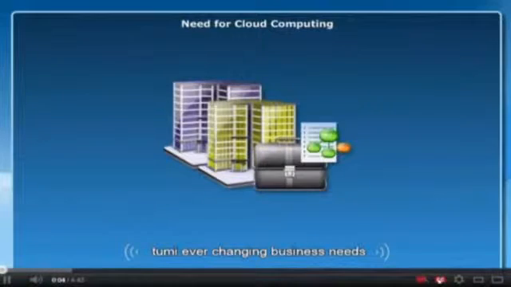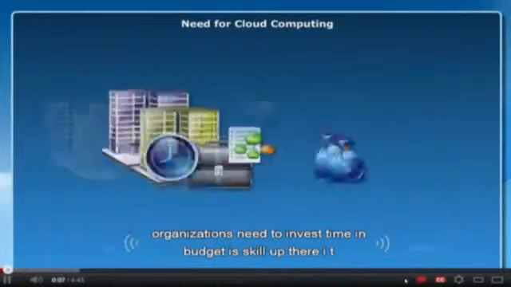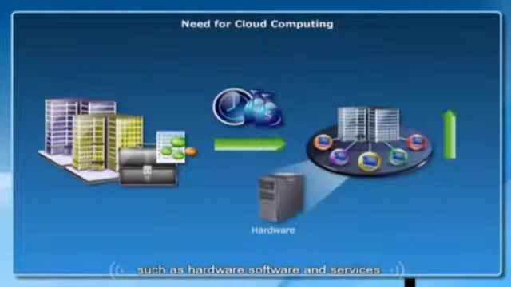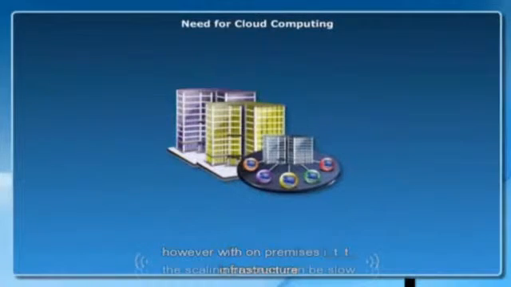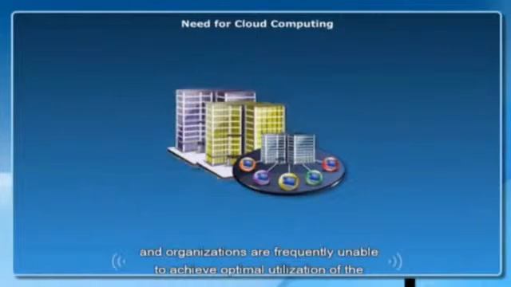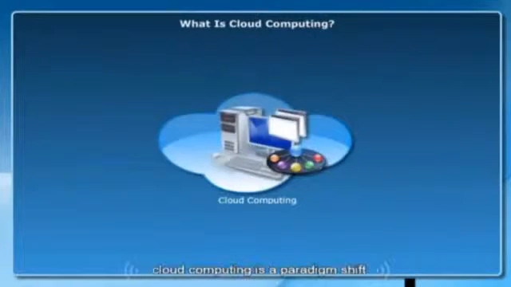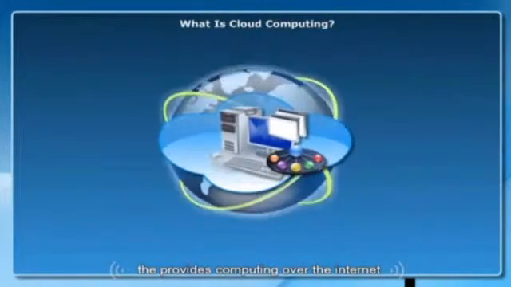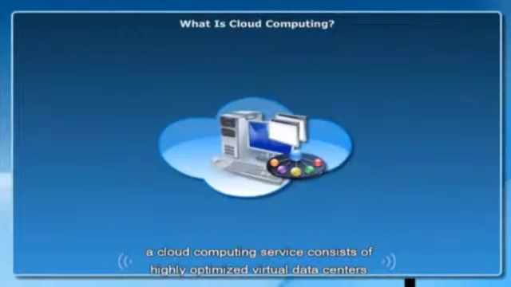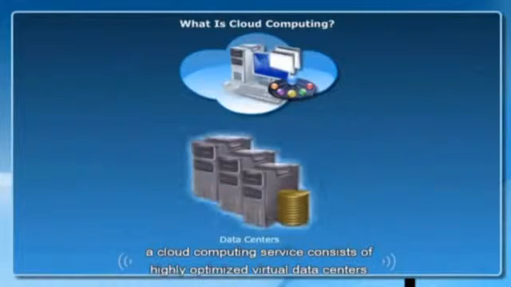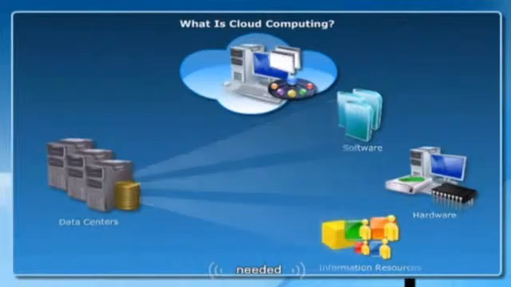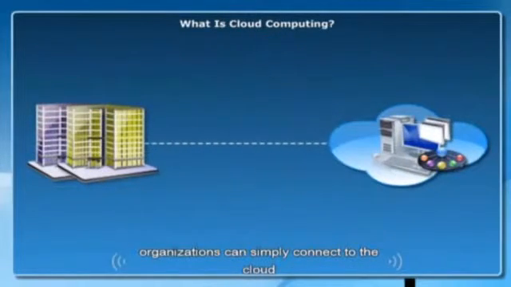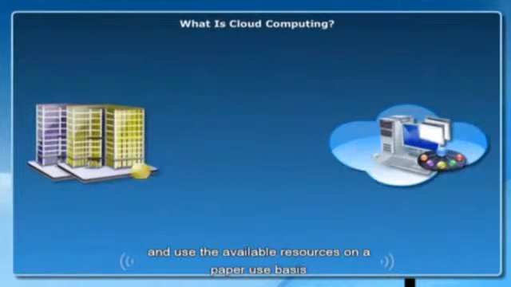To meet ever-changing business needs, organizations need to invest time and budget to scale up their IT infrastructure, such as hardware, software, and services. However, with on-premises IT infrastructure, the scaling process can be slow, and organizations are frequently unable to achieve optimal utilization of the IT infrastructure. Cloud computing is a paradigm shift that provides computing over the Internet. A cloud computing service consists of highly optimized virtual data centers that provide various software, hardware, and information resources for use when needed. Organizations can simply connect to the cloud and use the available resources on a pay-per-use basis.